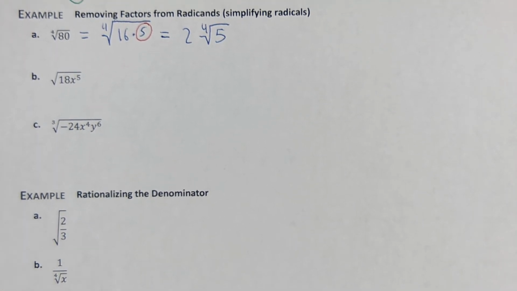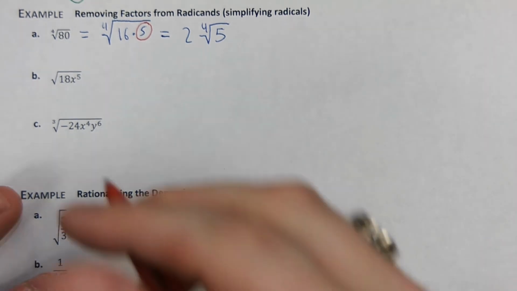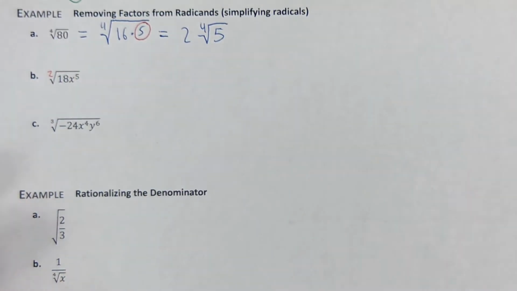Example B, there's no root index written. But that doesn't mean that the root index is 1. The root index is not 2, Luke. What is it? It's 2. Yeah, the root index is 2. See, this is a square root. So it's not written, it's just known. It is a 2. You don't have to put the 2 on there. I'm just doing it for good notes.